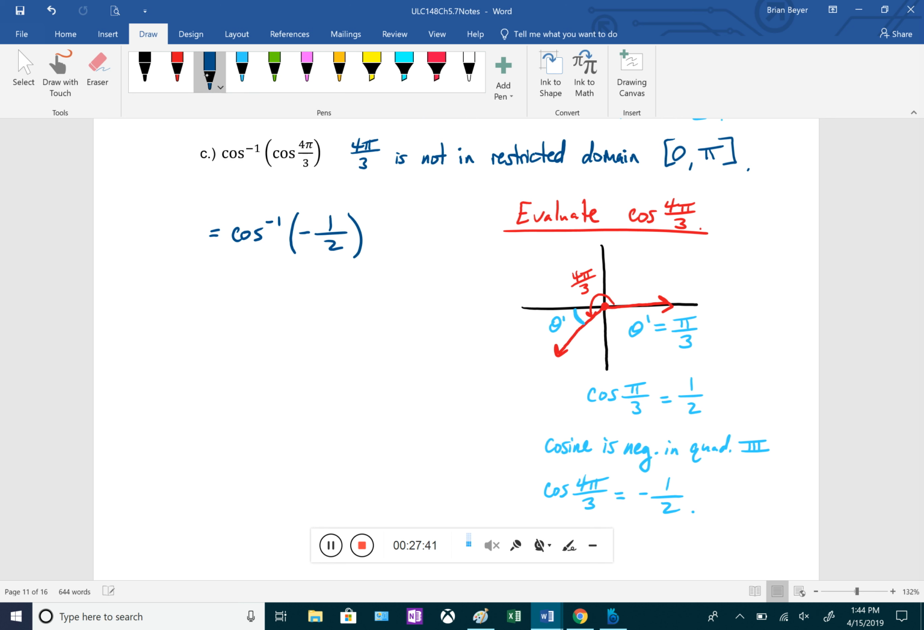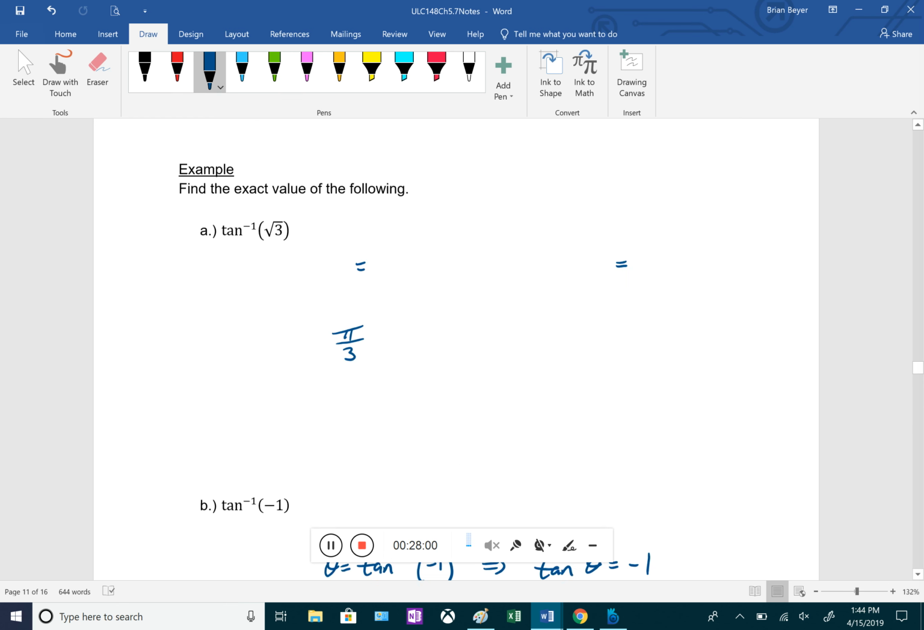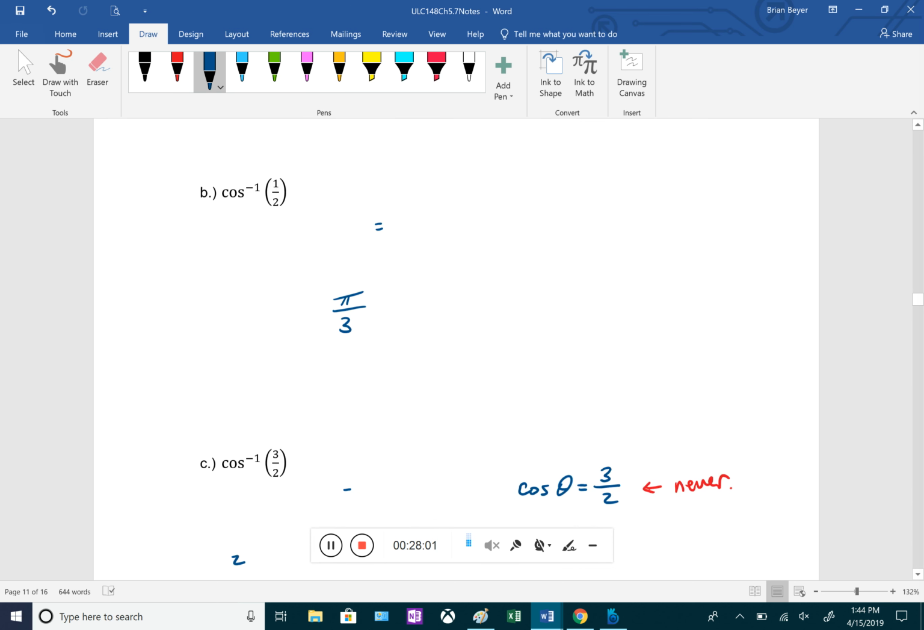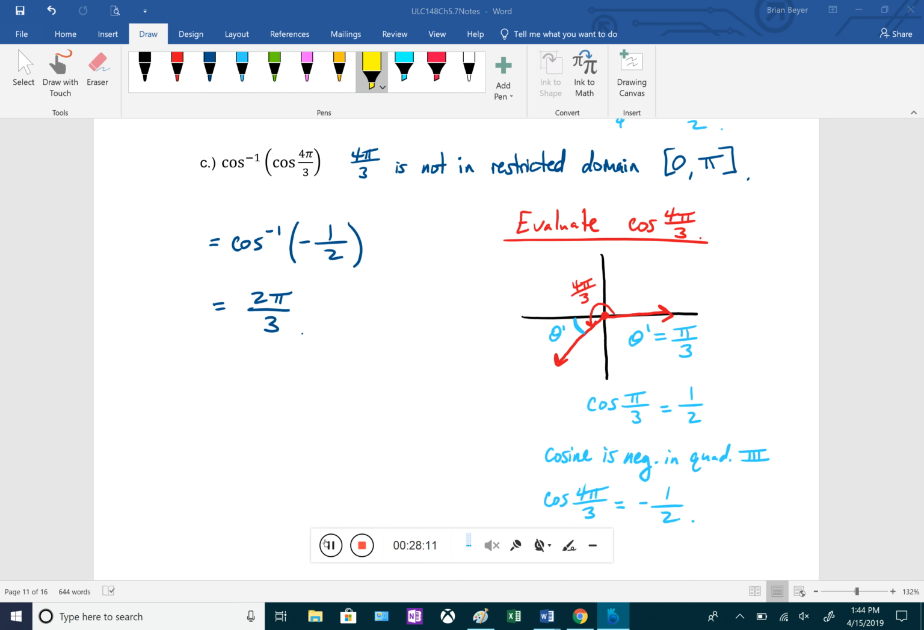So now we can use that table from this chapter once again, just like one of the questions from several pages ago. Cosine inverse of negative 1/2. We would see that that equals 2 pi over 3. So once again, that's from the table several pages ago, right here. So it was negative 1/2, theta equals 2 pi over 3. Okay, so that is the answer for that one.